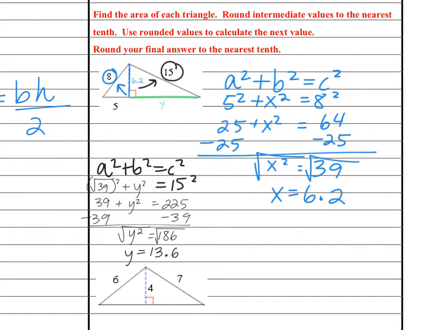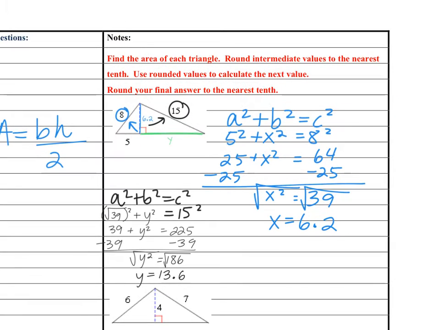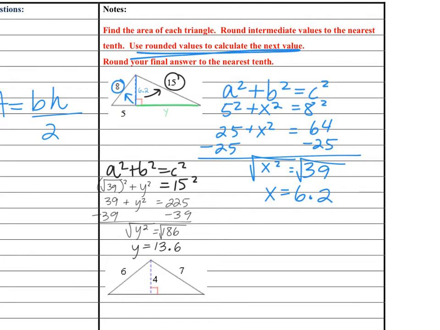Now I'm going to use the rounded values to calculate, as it says. So the area of the blue one would be the base times height divided by 2. Are we calling the other one the green one? Yeah, 5 times 6.2 divided by 2. 42.1. Do you guys agree? What did you get?